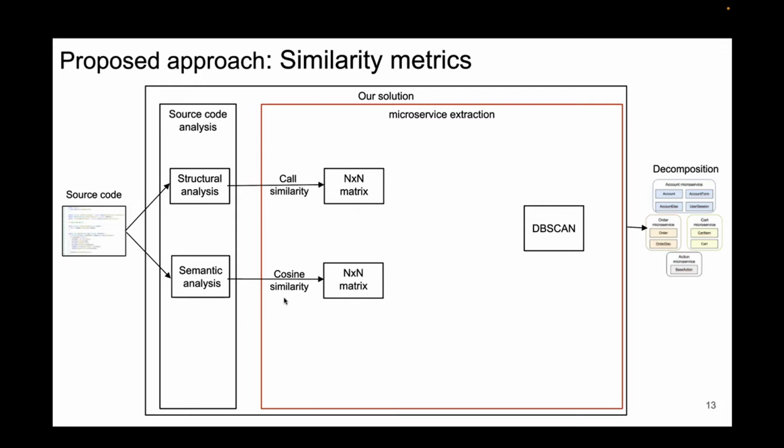As for semantic analysis, we simply use the cosine similarity, whose results have similar shape, range, as well as size. Afterwards, we need to combine these matrices using a weight that we called alpha, which has values between 0 and 1, in order to preserve the normalized values. And so finally, we can use this similarity function with DBSCAN in order to generate the decomposition.